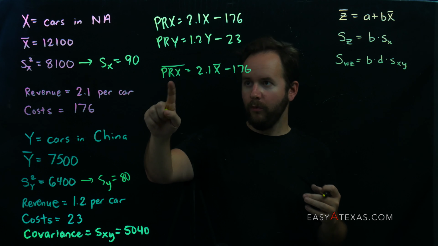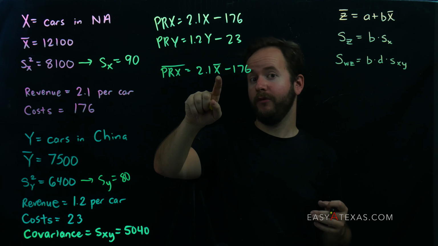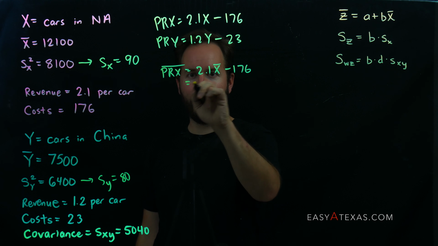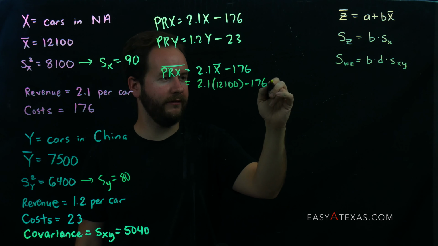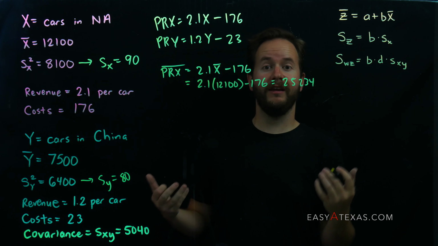Okay, we want the mean of the profits in North America, but we have the mean of the number of cars. So we'll just take the mean of the number of cars, which was namely 12100, and plug it in here. 2.1 times 12100 minus 176 equals 25234.